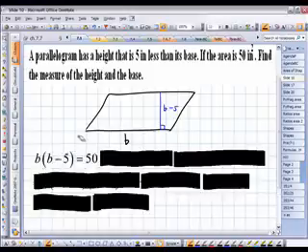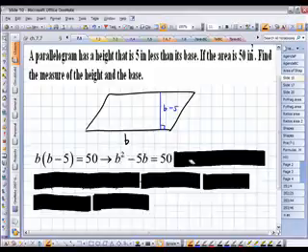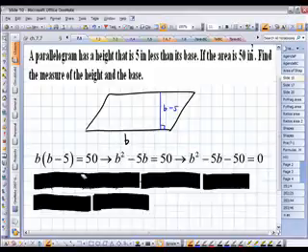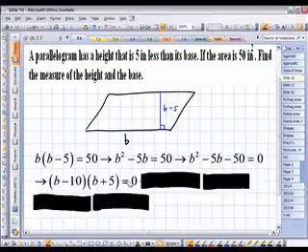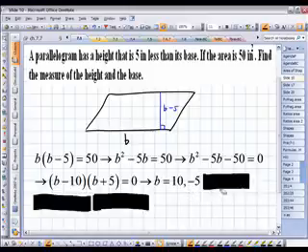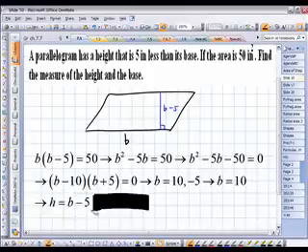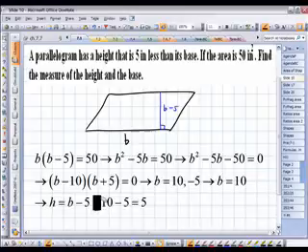So I have base times height, so b times (b minus 5) is equal to the area. And then I do the algebra, so I distribute to get to here. And you have to get 0 on one side. Then we factor it, which gives us answers of base is either 10 or negative 5, but you can't have a negative length. That doesn't make any sense. And so we just leave with the answer that the base is going to be 10. And if the base is 10, the height is base minus 5, so that means the height is 10 minus 5, which is 5. Okay, another example.